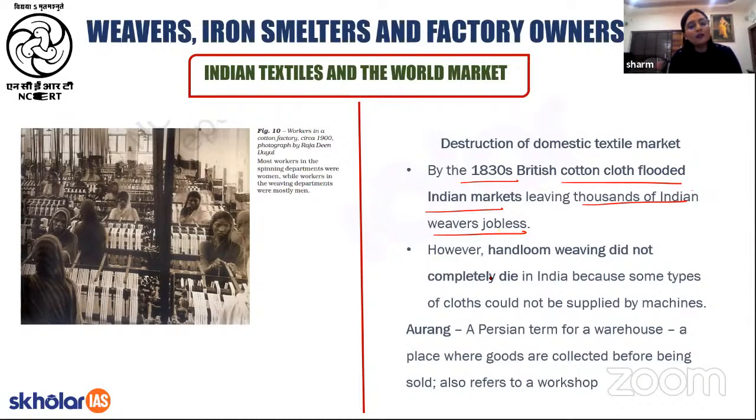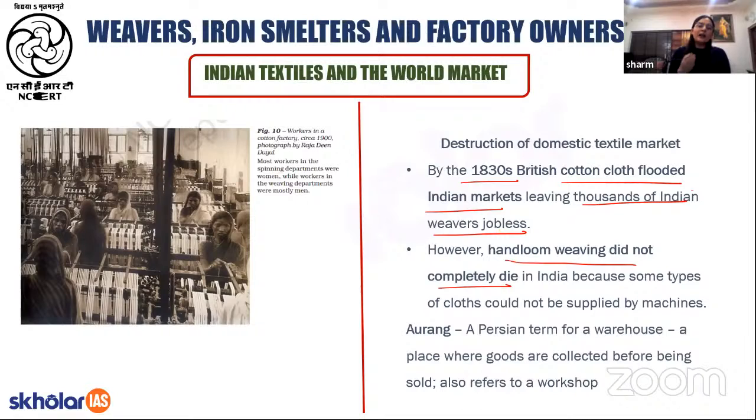Next, students, so this was the main important reason. However, herein it will be important to note that the handloom weaving did not completely die in our country. We know that India is famous for certain intricate carvings that need the hand of a human, something that a machine cannot replicate. And that is why handloom weaving, particularly in our country, did not die, because these things could not be made by machines.